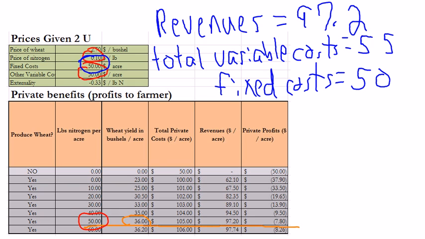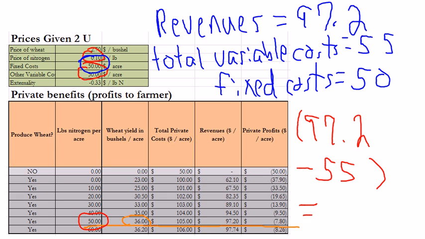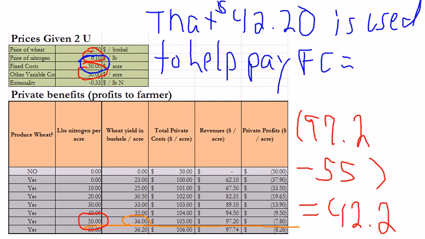What happens when we're producing wheat, we're going to make this $97.20 in revenues. That's money coming in. And then to produce wheat, we have to buy things like wheat seed and pesticide and fertilizer and tractor fuel. And all those costs are $55, the total variable cost. Those are only the costs that we would incur if we produced wheat. And that's going to equal $42.20.